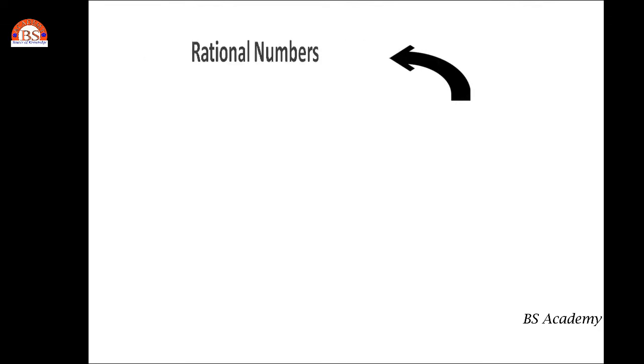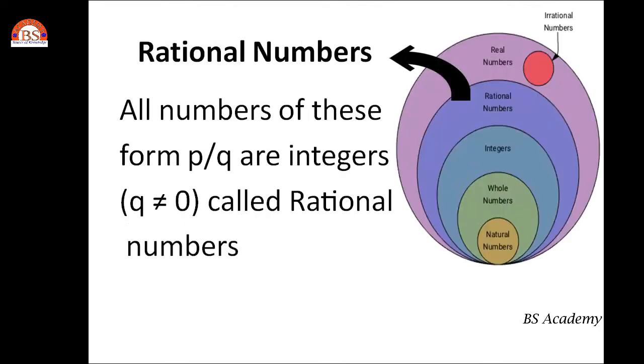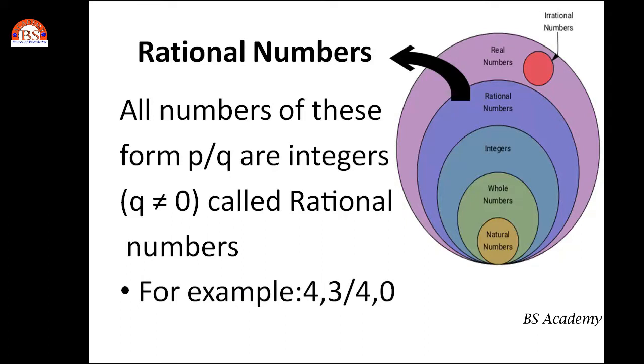And the next comes rational numbers. All the numbers of this form, that is p by q, where p and q are integers and q is not equal to 0, are called rational numbers. For example, 4, 3 by 4, 0 and etc.